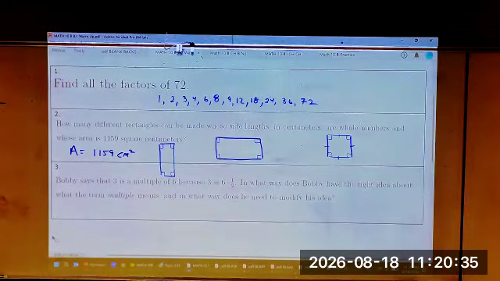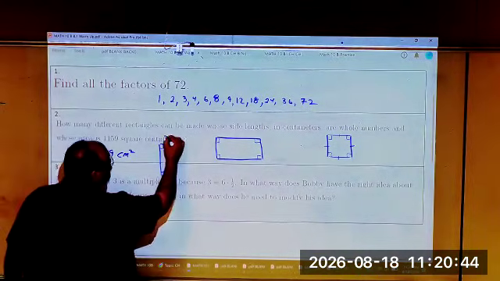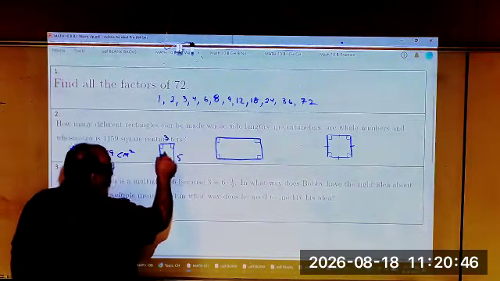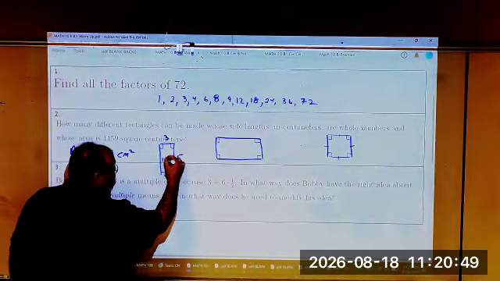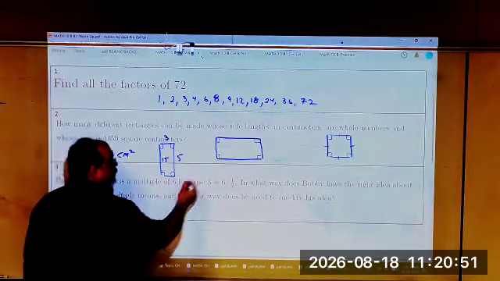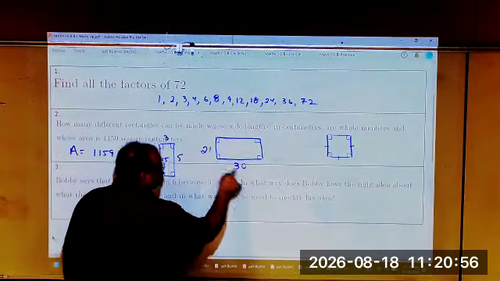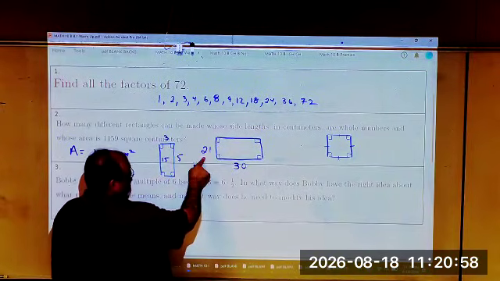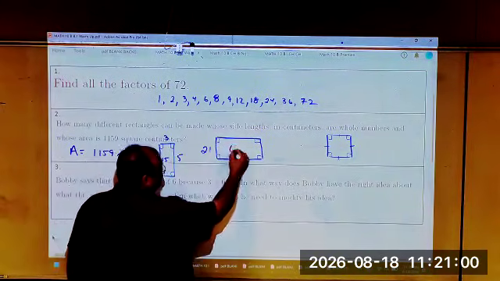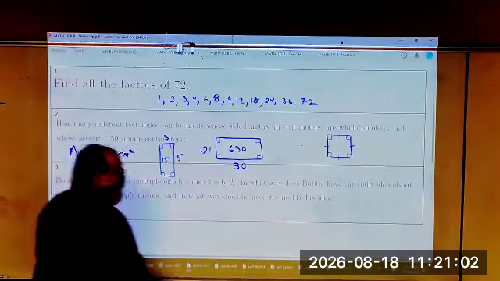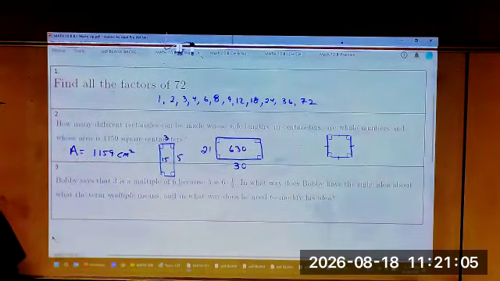Length times height, base times height, length times width. Yes, side times side. So if this was a 3 and that was a 5, the area of this shape would be 15. If this was a 21 and that was a 30, then the area would be 630. Length times width, base times height.